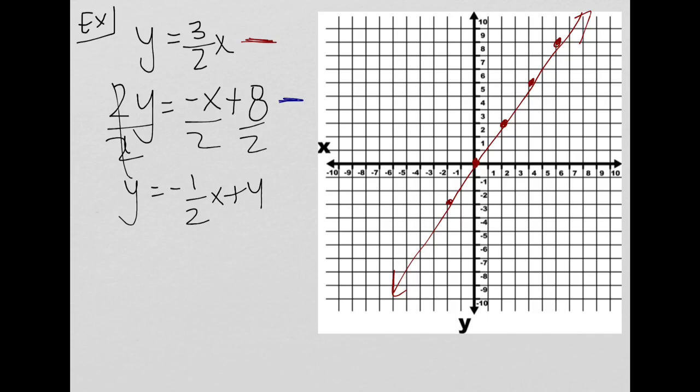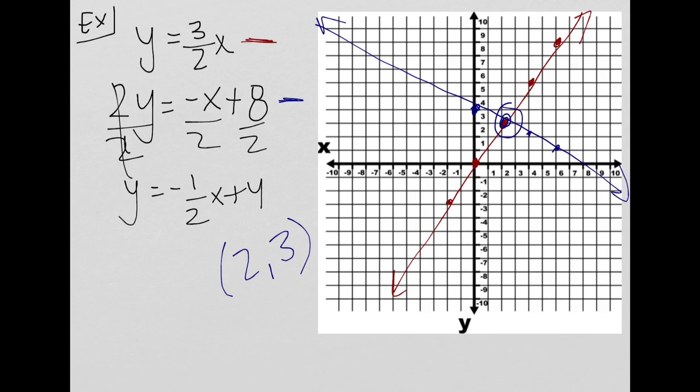Y-intercept's now at 4. This should work now. And down 1 over 2. Oh, look there. That's pretty. Okay. So you already see where they're crossing, hopefully. So the solution point's here, which is at (2, 3). So the solution for these is (2, 3).